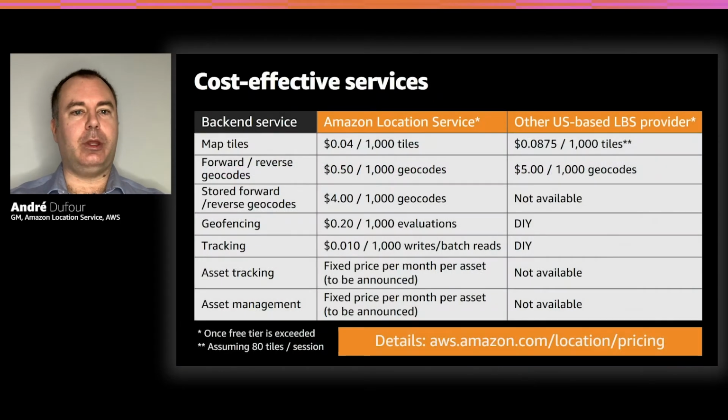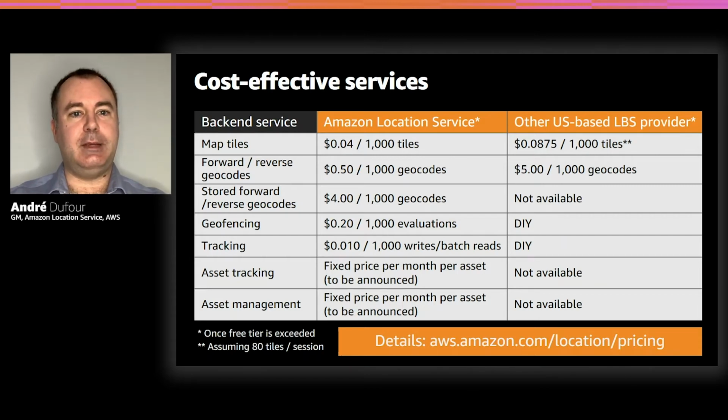Now, I made a claim earlier that Amazon Location Service is cost-effective. Let me now prove it. So this table here shows a number of dimensions that you would consider if you were building a back-end location-enabled application. And what we're doing is benchmarking this against another common US-based LBS provider.